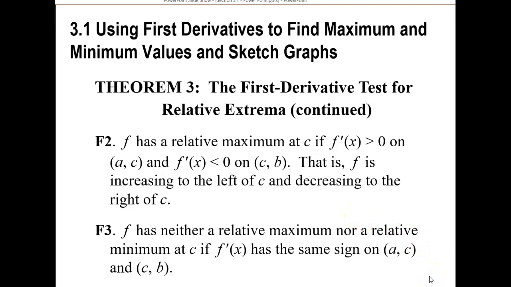So critical values could indicate a max or a min, depending on the pattern of whether it increases then decreases or vice versa, or it could be neither. It doesn't have to have a max or a min there.